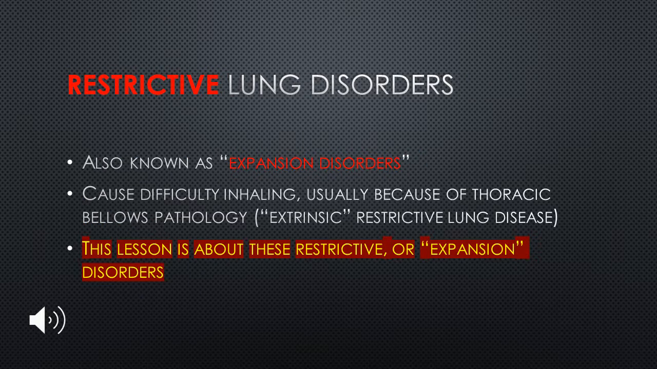So all of that about obstructive lung disorders is in contrast to restrictive lung disorders, right? Obstructive impairs your ability to get your air out. Restrictive impairs your ability to get your air in, which is why they're also known as the expansion disorders. They cause difficulty inhaling, usually because of thoracic bellows pathology. Not always, though. But that's what this lesson is mostly about. It's about these restrictive or expansion disorders that impair your ability to get your air in.